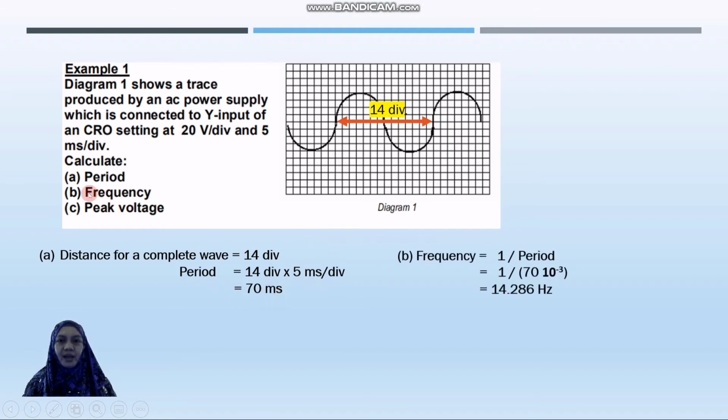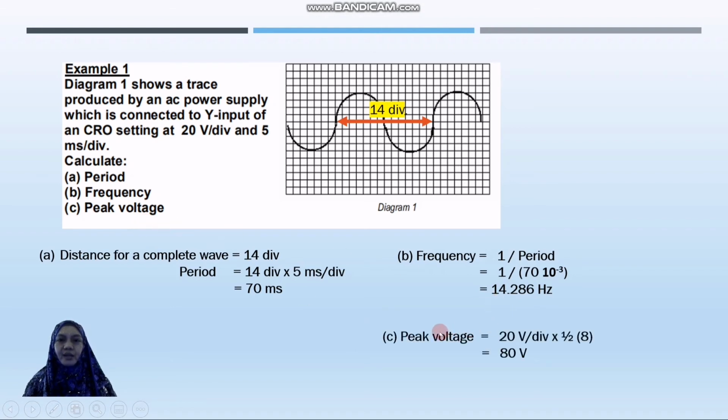Okay, and B, find the frequency. Frequency is given by 1 divided by period. Okay, frequency is the reciprocal of the period. So 1 divided by period. Period is 70 millisecond. Remember, in order to find frequency, the period must be stated in second. So 70 millisecond in second is equal to 70 times 10 to the power of negative 3. Okay, so the frequency is 14.286 Hertz. And C, find the peak voltage.